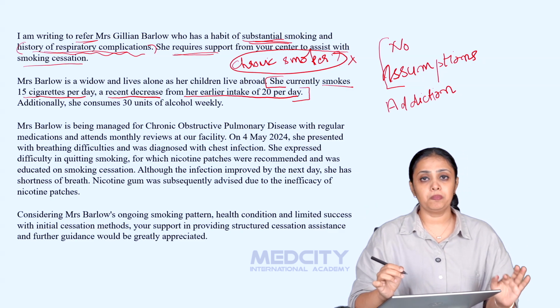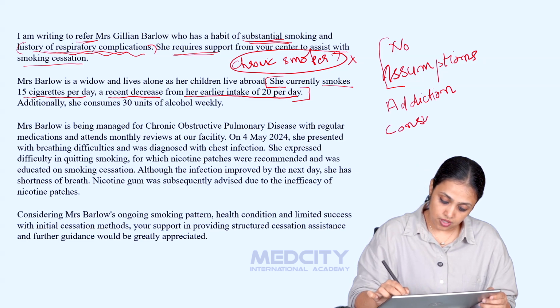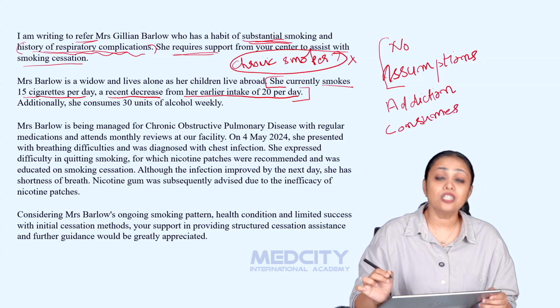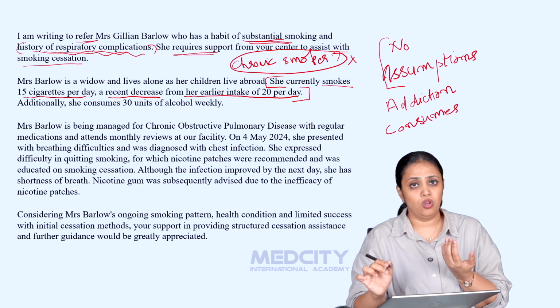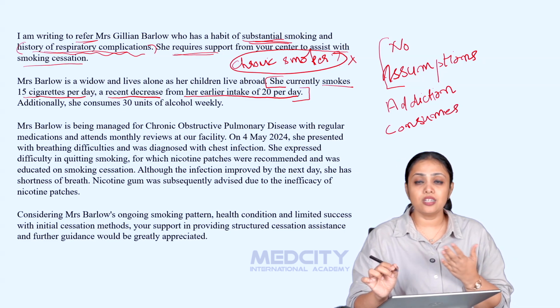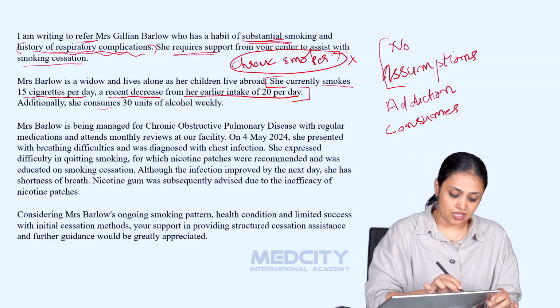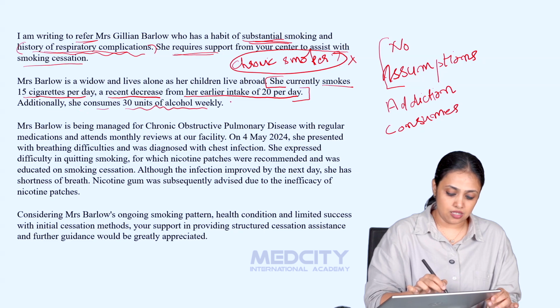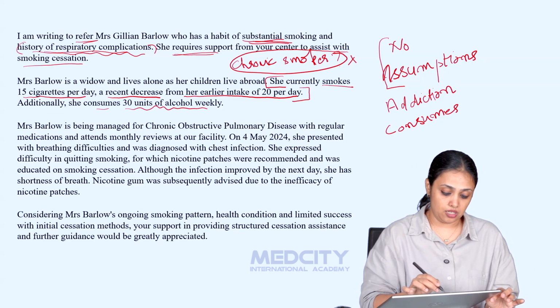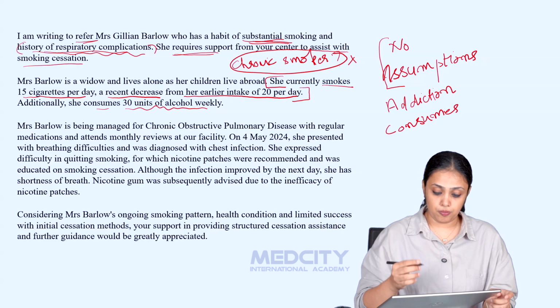Then another thing, please don't use the word consumes when it comes to smoking. Don't say she consumes 15 cigarettes. No. For alcohol intake, of course, you can say she consumes, but for cigarettes, please don't say consumes. Then additionally, she consumes 30 units of alcohol weekly. This is actually semi-relevant. If needed, you may consider. That's it. Then you're getting into the recent problems.